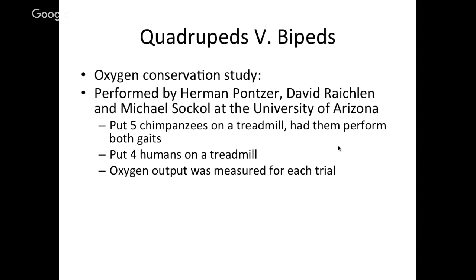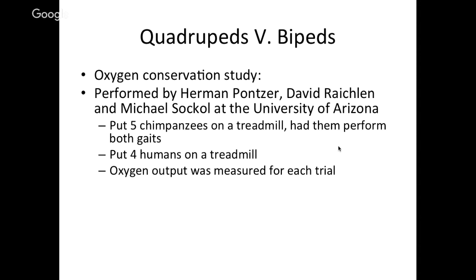So in a study performed by Herman Poncer, David Rocklin, and Michael Sokol at the University of Arizona, they measured oxygen consumption and output in chimpanzees and humans. And they put 5 chimpanzees on a treadmill and had them perform both gaits, quadrupedalism and bipedalism. And then they measured their oxygen output. And then they put 4 humans on a treadmill and measured their oxygen output and compared the two.